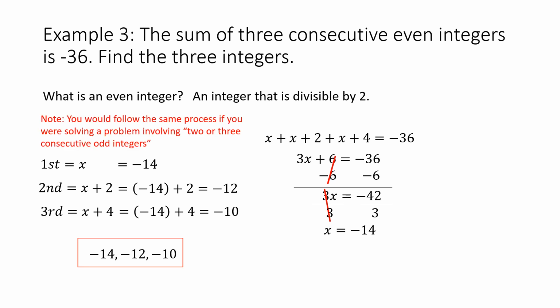Please note that you would follow the same process if you were solving a problem involving 2 or 3 consecutive odd integers. So the first integer would equal x, the second would equal x plus 2, and the third would be equal to x plus 4, because you're still going to skip over a number even if you were solving for consecutive odd integers.